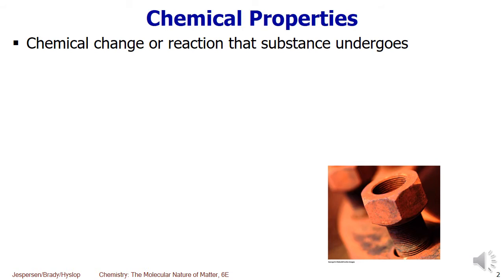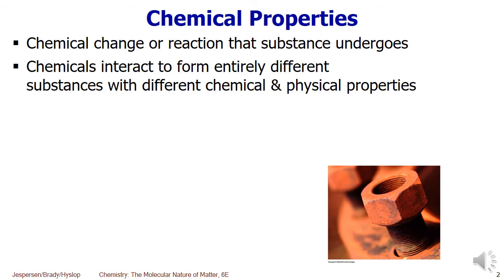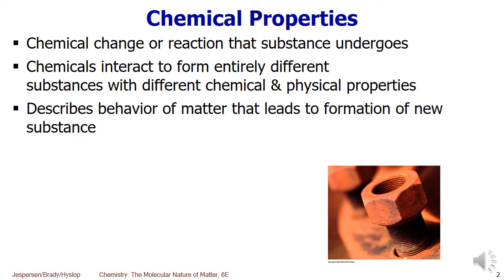Another type is chemical properties. Chemical properties describe a chemical change or a chemical reaction that a substance undergoes when a chemical reaction takes place. For example, the reaction of a material with oxygen or with water, the rusting process, the ability of iron to react with oxygen. All of them are chemical properties.